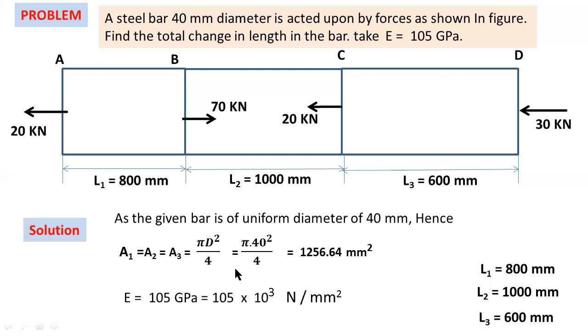Now Young's modulus is already given in the problem, that is Young's modulus equal to 105 gigapascal. 1 gigapascal equals 10 power 3 Newton per mm square. So 105 into 10 power 3 Newton per mm square is the Young's modulus, and L1, L2, L3 are the original lengths. By using these details you have to find the total change in length, or total deformation. Here you can observe this is a compressive load, and this is a tensile load. So you have to consider positive sign for tensile loads and negative sign for compressive loads. It is very important.